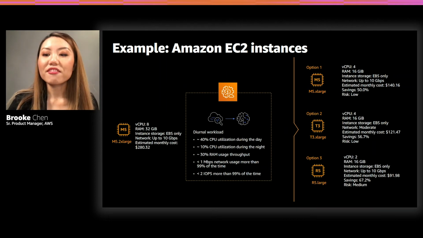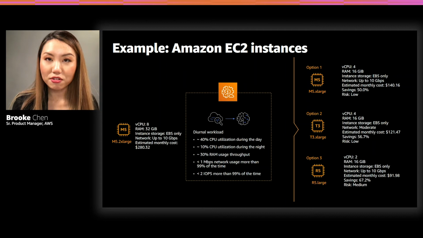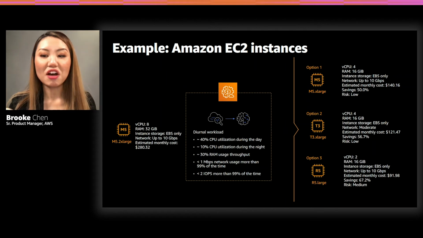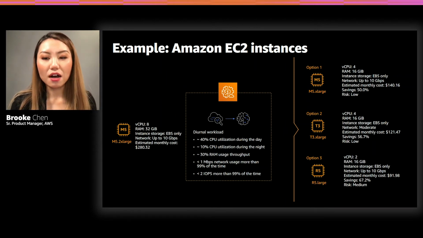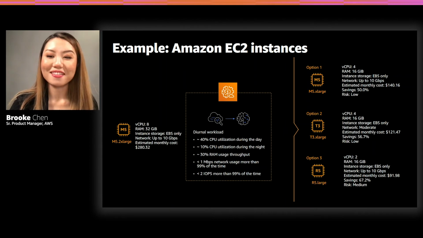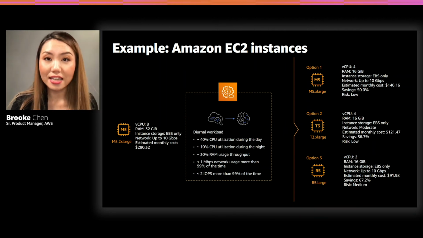Here, we'll provide you with 3 options with varying amounts of savings and performance risks. Both options 1 and 2 are considered low risk because you can still have a lot of CPU headroom. But if you adopt either of these suggestions, you only need to pay half of the price you're paying now. The third option, an R5 large, gives you even greater savings, but it comes with a smaller buffer for your CPU usage, and therefore we'll mark it as a higher risk option.